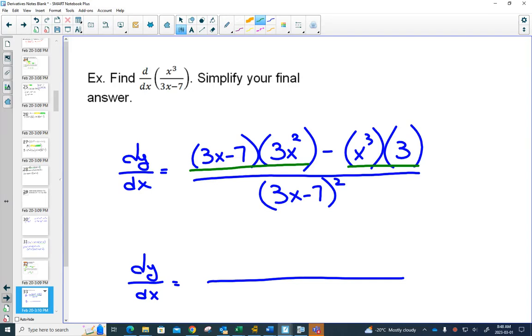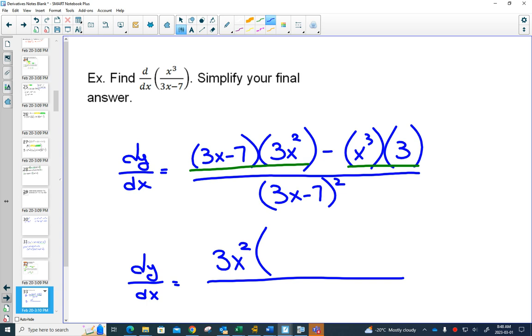So now I look and I say, is there something common in here? This 3x minus 7 is considered one thing that's grouped together. So the only way I could factor that out is if I had a 3x minus 7 on this side. But I do have a 3 and a 3, and I have an x squared and an x cubed. So can you see that these have a 3x squared in common?